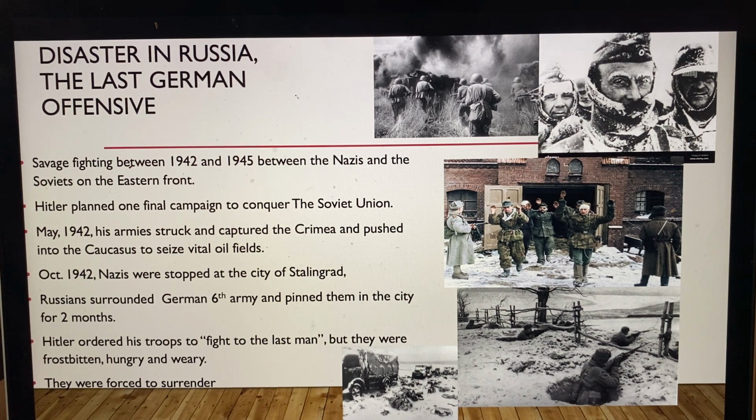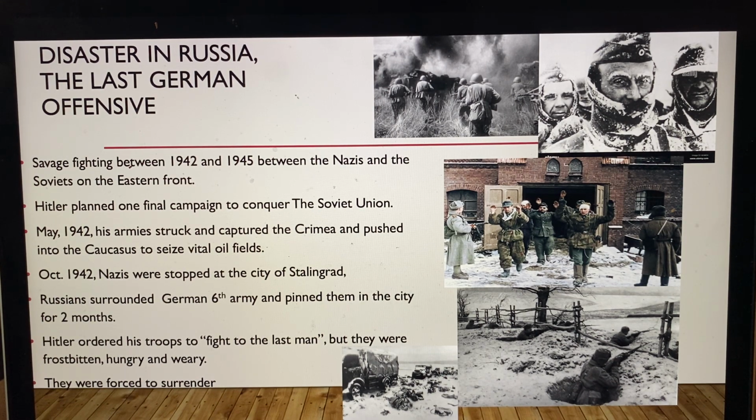So Hitler planned one final campaign to conquer the Soviet Union. Remember, the Soviet Union is Russia, communist Russia. In May 1942, the armies struck and captured the Crimean area and pushed into the Caucasian area, which both are parts of Russia. They wanted to seize the vital oil fields. So in October 1942, the Nazis under Hitler were stopped at the city of Stalingrad. The Russians surrounded the German 6th Army and pinned the Germans in the city for 2 months.